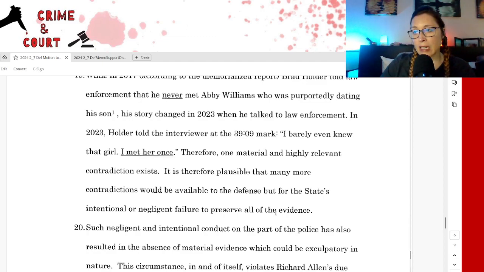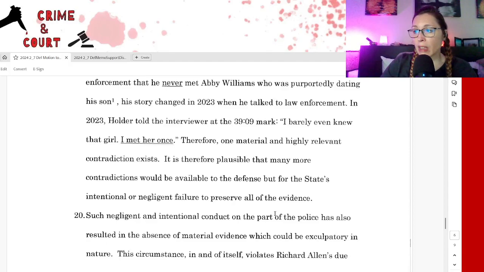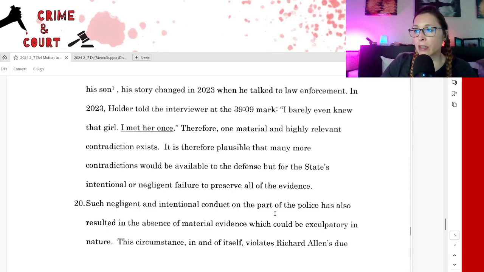And if he's going to lie, I don't know. If he says never and then once, I don't know. You usually remember if you've met someone. Therefore, one material and highly relevant contradiction exists. It is therefore plausible that many more contradictions would be available to the defense. So because we've found one contradiction, we can infer that we would find many contradictions, is what their argument is here.